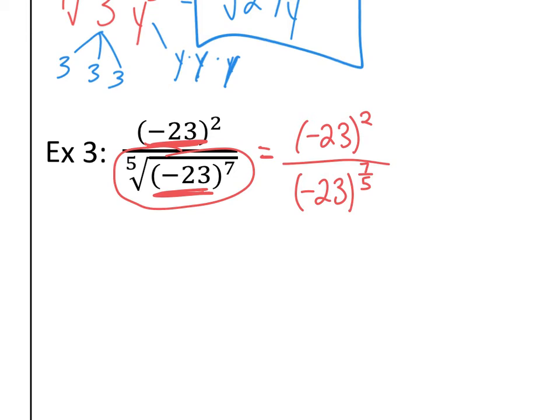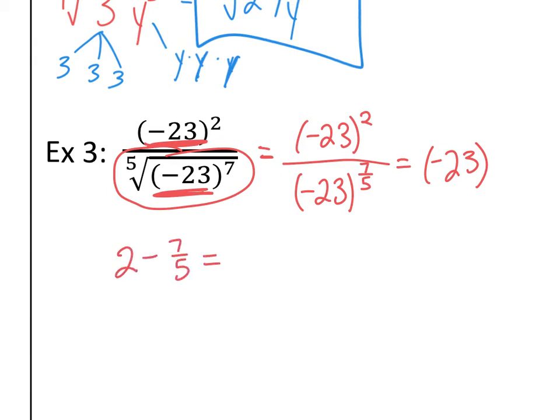Can I just do 2 minus 7/5, right? Keep my base. And then do 2 minus 7/5 to figure out what my new exponent is. Do y'all see that? Okay. So 2 minus 7/5.